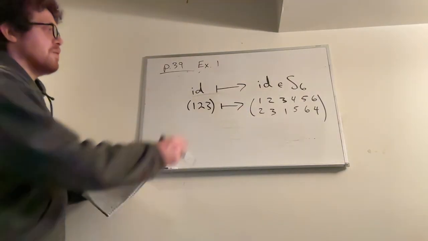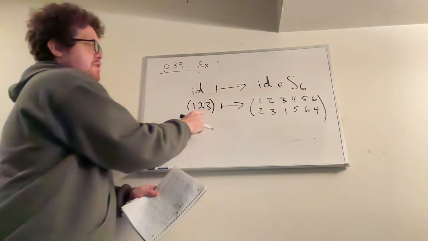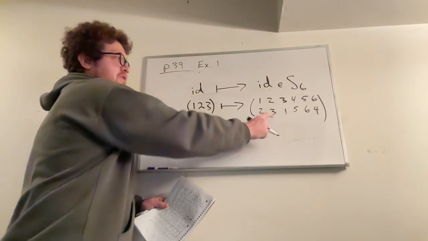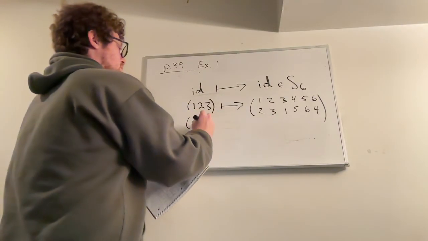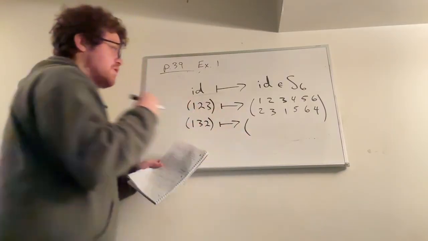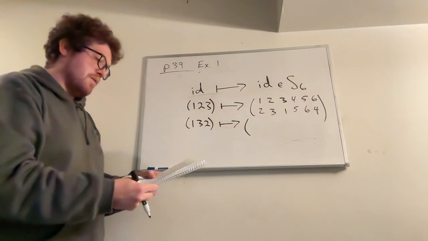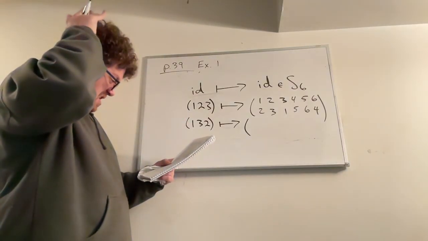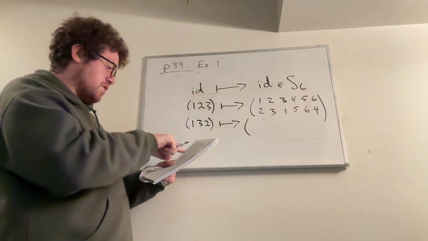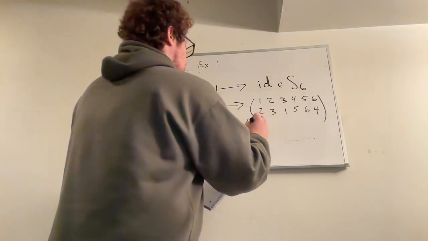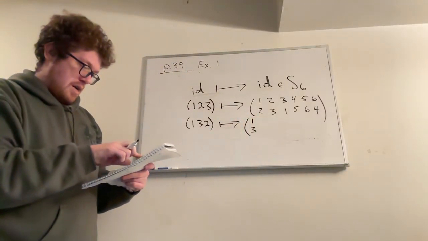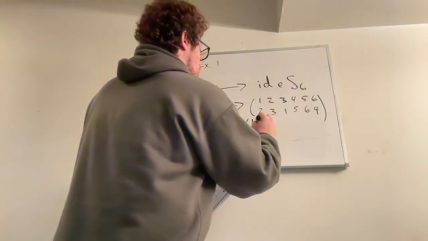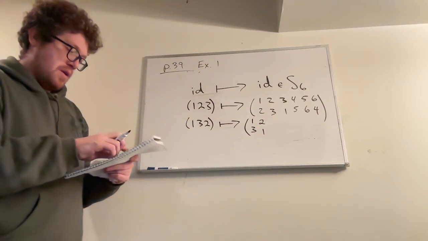Right, so just continuing, we have the identity maps to the identity in S6. The (1 2 3) cycle maps to this product of 3 cycles in S6. (1 3 2) maps to a different permutation. So we look at the third row of the multiplication chart, and 1 goes to 3, 2 goes to 1, and 3 goes to 2.